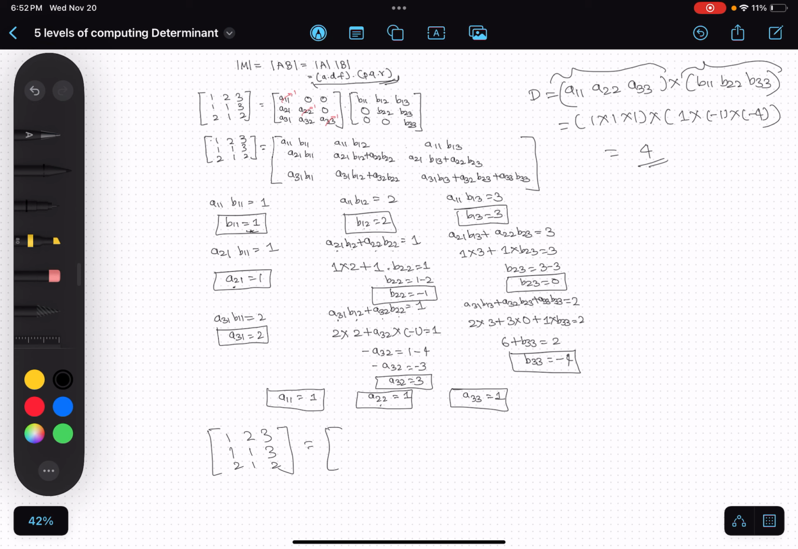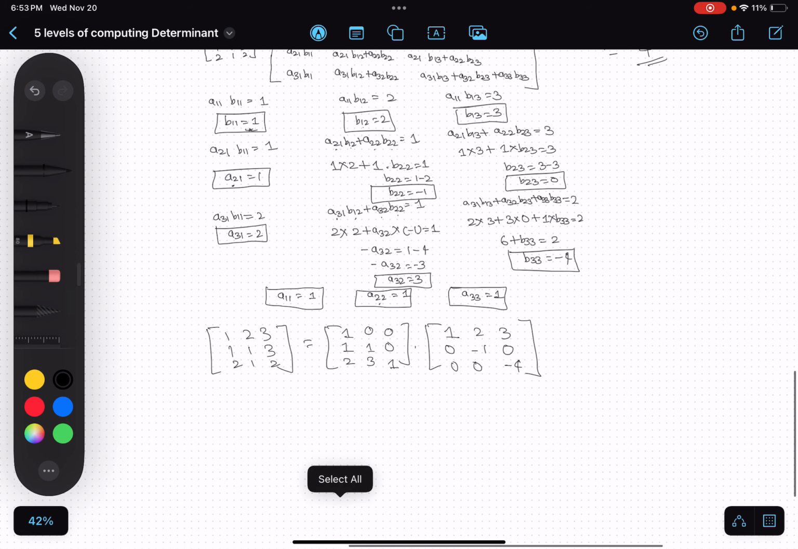A11 is just 1, 1, 1, and then a21 is just 1, a31 is 2, a32 is 3, and this is 0, 0, 0, times b11, which is just 1, b12 just 2, b13 just 3, b22 just negative 1, b23 just 0, b33 just negative 4, and then 0, 0, 0. Yeah, so this is it.